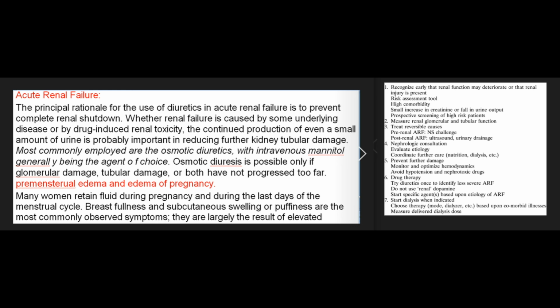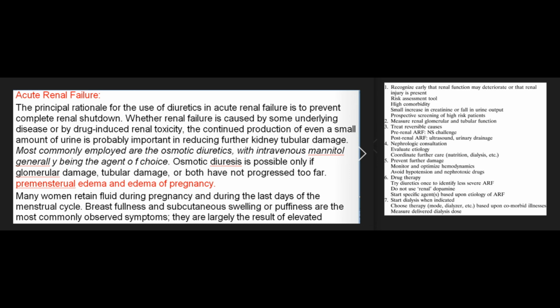Whether renal failure is caused by some underlying disease or by drug-induced renal toxicity, the continued production of even a small amount of urine is probably important in reducing further kidney tubular damage. Most commonly employed are the osmotic diuretics, with intravenous mannitol generally being the agent of choice. Osmotic diuresis is possible only if glomerular damage, tubular damage, or both have not progressed too far.